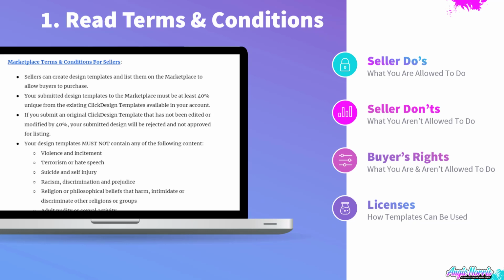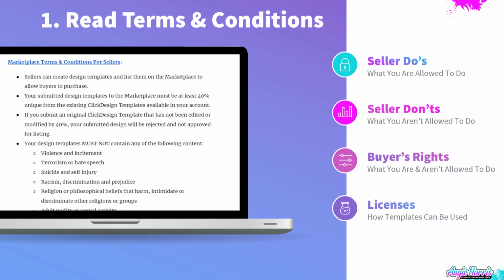So some examples would be, some do's would be, sellers can create design templates and list them on the marketplace to allow buyers to purchase, right? That is a do. Another do would be, you are allowed to add them for buyers to purchase at a cost, which means you can actually set a price, or you can choose to let them download for free. So those are some do's. There's lots of do's in this document, but those are just a couple that are kind of obvious, but I wanted to highlight those. And then some don'ts.